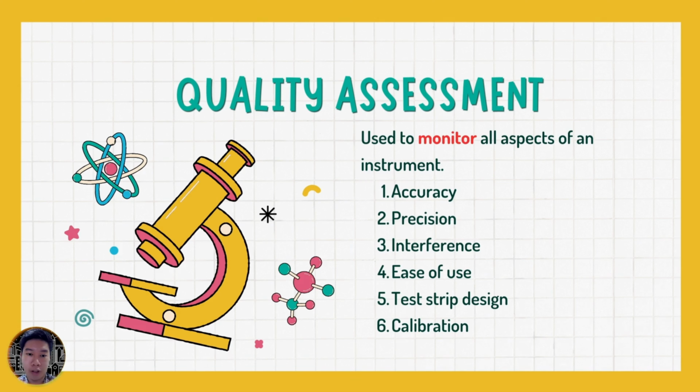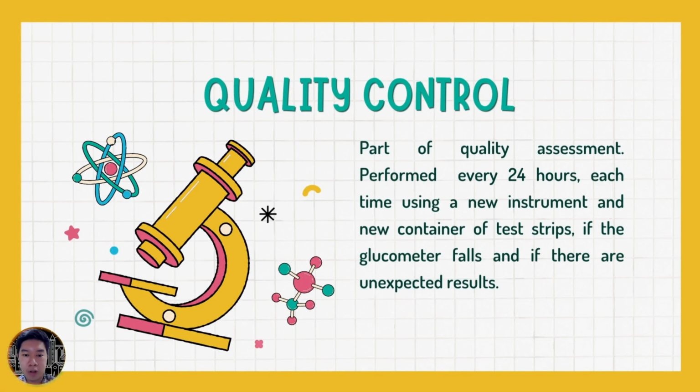There are some key factors that must be considered when assessing the quality of a glucometer, such as accuracy, precision, interference, ease of use, test strip design, and calibration. Next slide. The second one is quality control, which is part of quality assessment. It is usually performed every 24 hours, each time using a new instrument and new container of test strips, if the glucometer falls, and if there are unexpected results. Next slide.